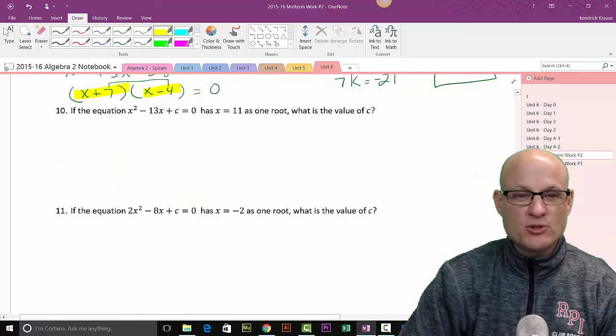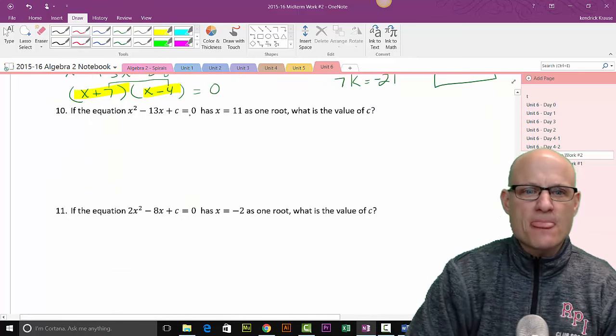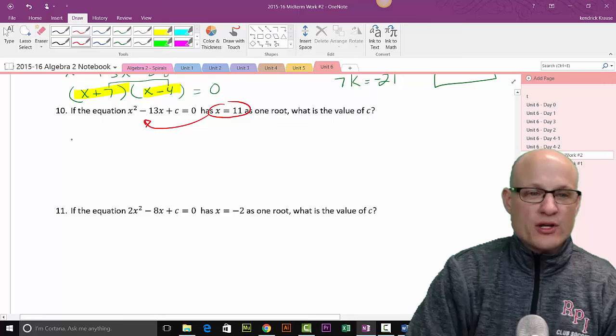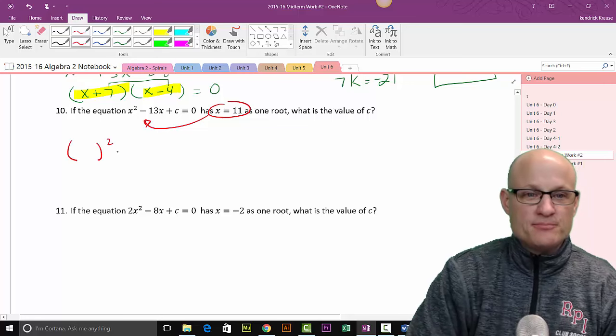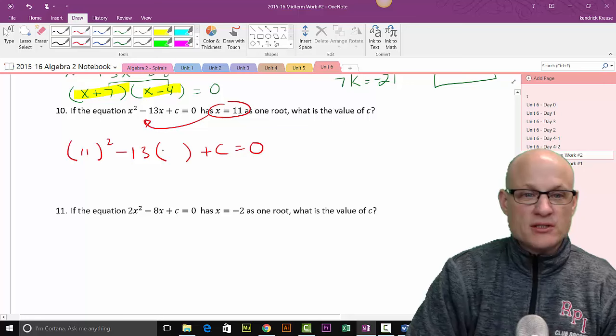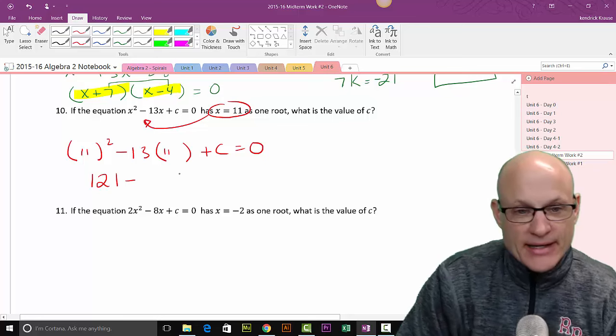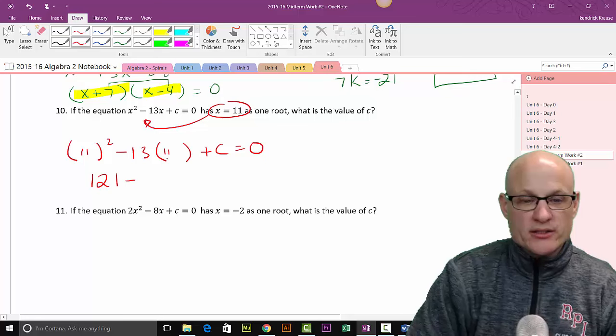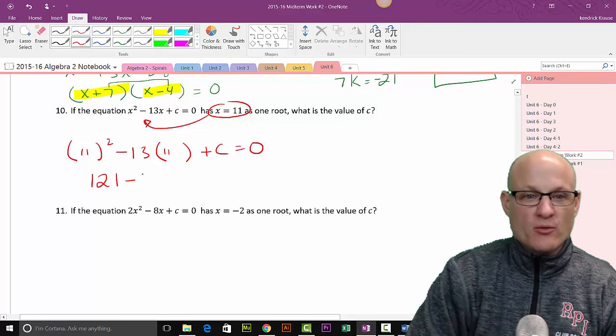All right, almost done. 2 left. 11 is a root. I'm going to plug it in. So parentheses, Patrice. I'm annoying myself with that. So 11. So I get 121 minus, oh my gosh, what's 13 times 11? 11 times 11 is 121. Plus 22 would be what? 143 plus c equals 0.